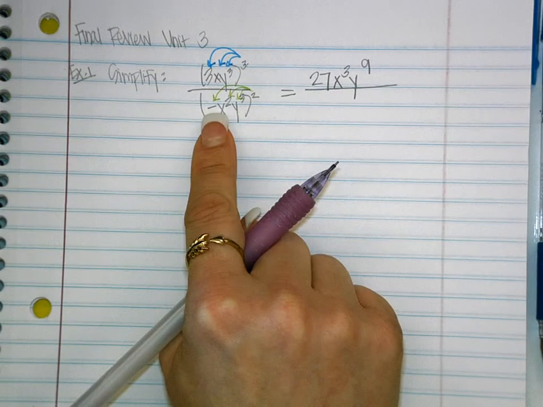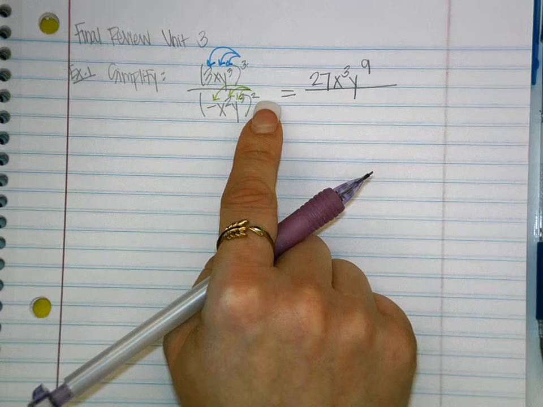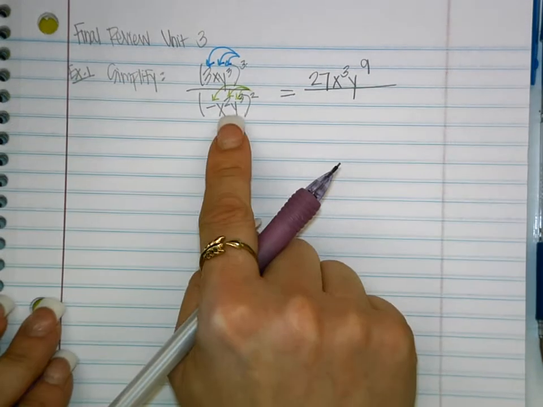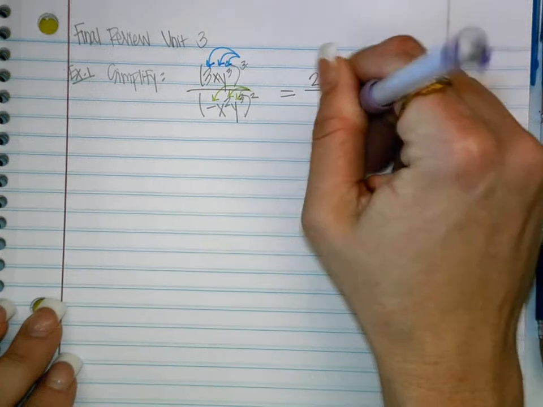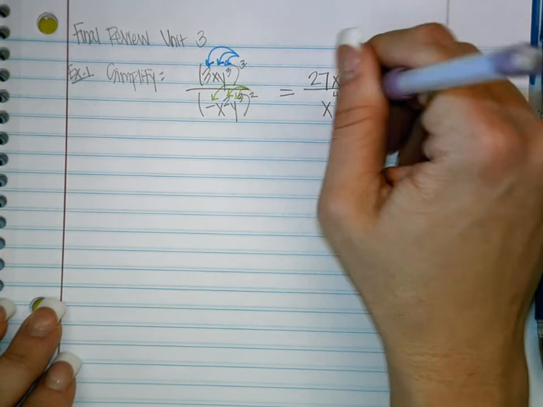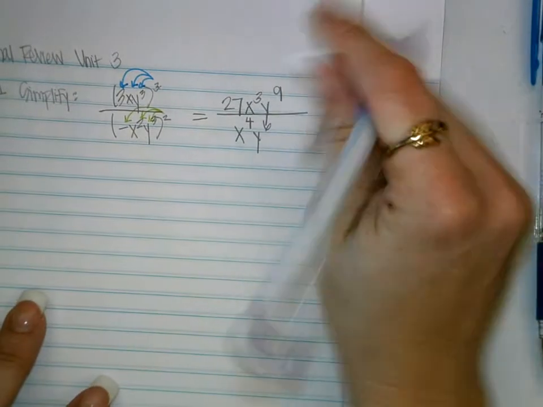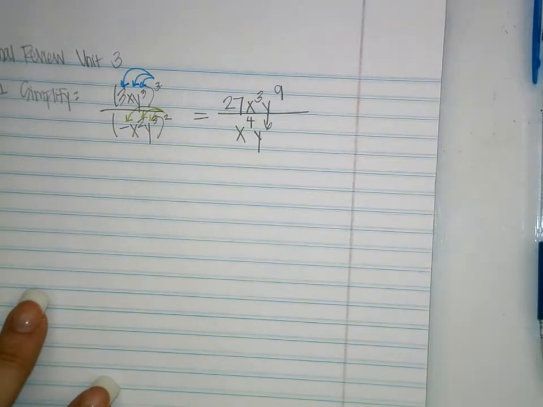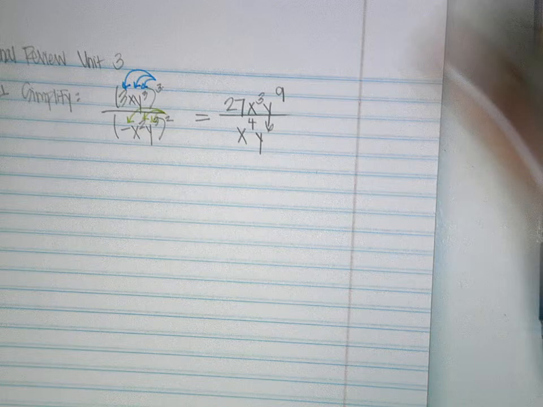Over, negative squared turns into what? A positive 1, so we just don't write it, okay? X to the second becomes x to the fourth, and y to the third to the second becomes what? Y to the 6th. Then we want to reduce things away. So as far as numbers go, 27 over 1 is just going to say 27.